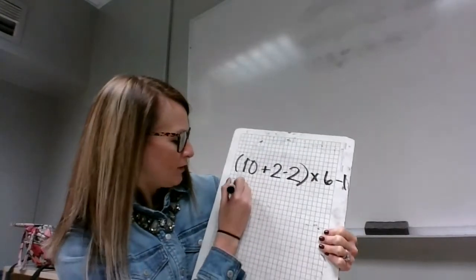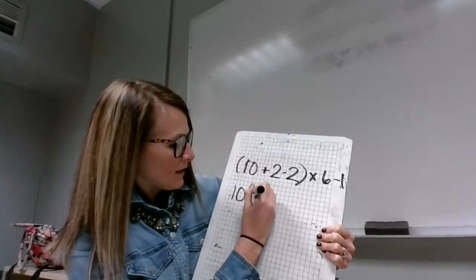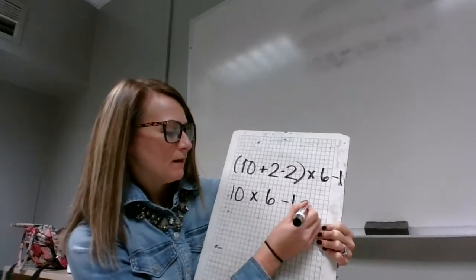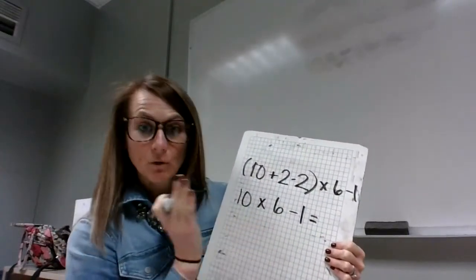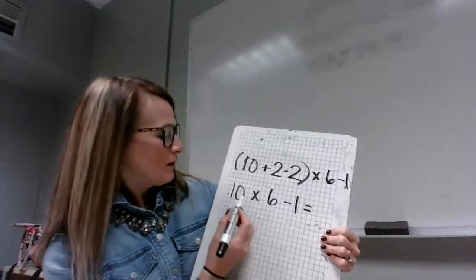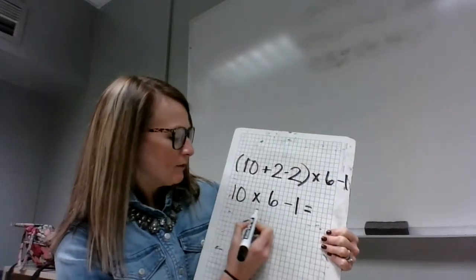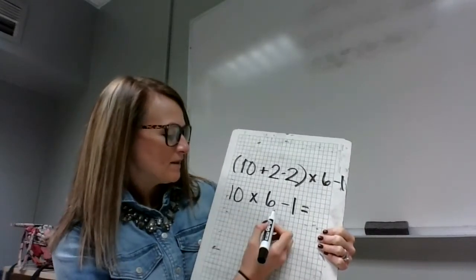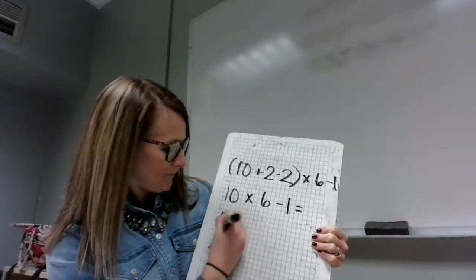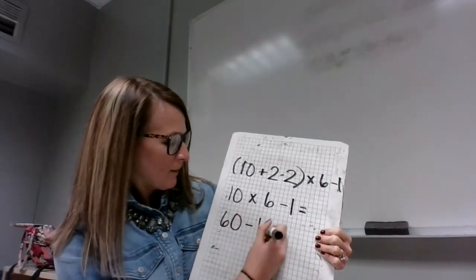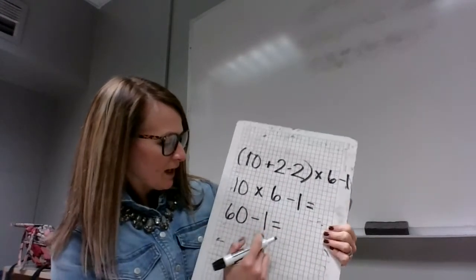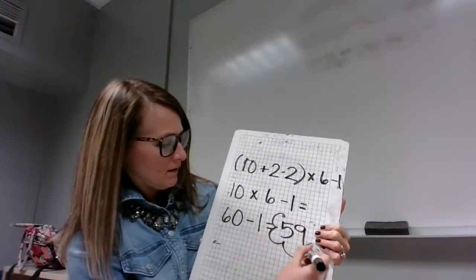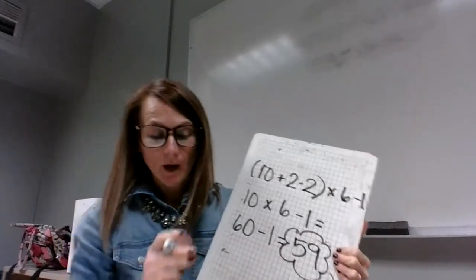So I'm going to rewrite my expression now. I have 10 times 6 minus 1. All right, now no more parentheses, so I need to worry about multiplying and dividing. So if I read from left to right, I'm going to first hit 10 times 6. All right, now 10 times 6 is 60. I'm going to rewrite that. And I still have the minus 1 left. So 60 minus 1 gets me 59. All right, last one.